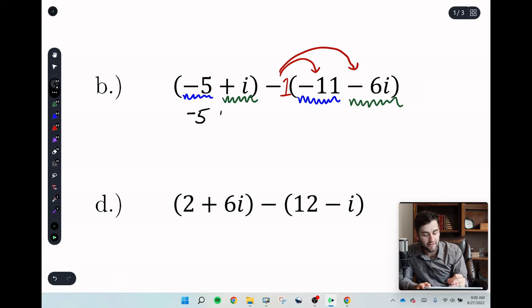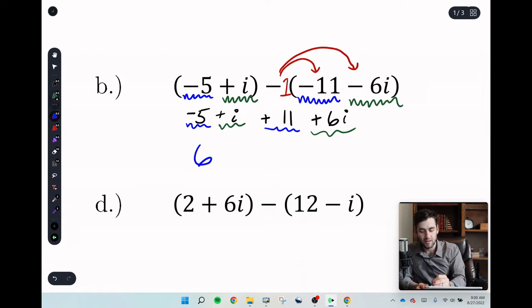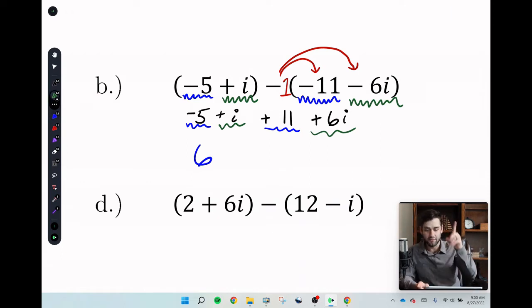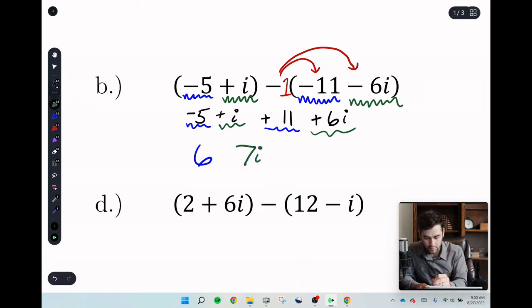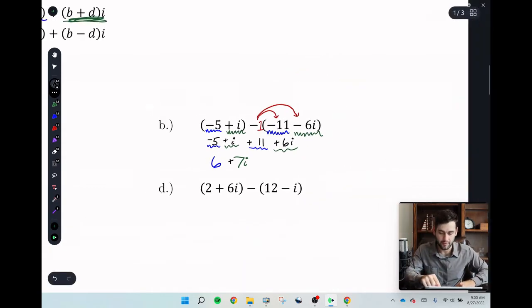So we got -5 plus i minus a -11, which turns into +11, minus a negative 6i, which turns into a positive 6i. I'm going to keep those colors the same. We'll go blue, blue, green, green. And we're going to say, let's combine the blue things. 11 minus 5 turns into a blue 6. 6i, positive, plus 1i, positive, turns into a 7i. Got a plus sign in the middle. And there's our real part of 6 and our imaginary part of 7i.